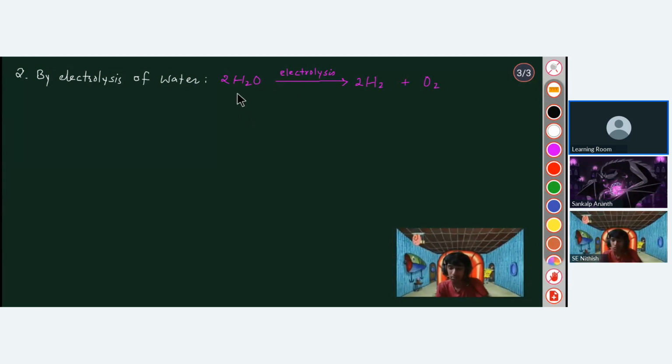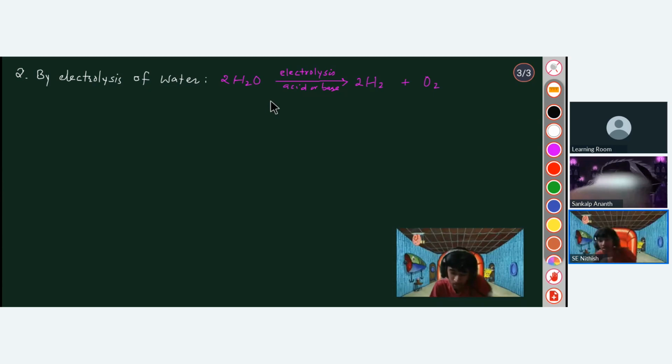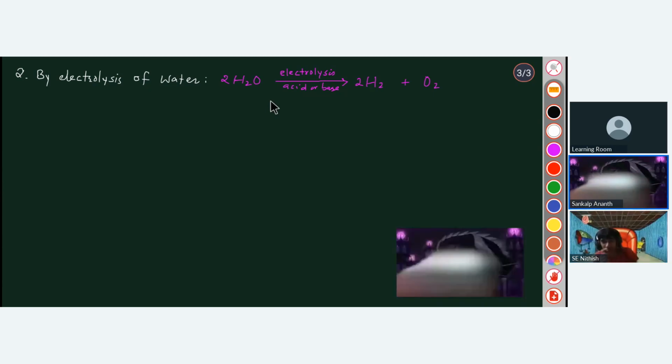Here you will also remember that a small amount of acid or base is required. Then we can do the electrolysis, because pure water is a bad conductor of electricity, isn't it? Yes, exactly. Pure water is a bad conductor of electricity, so that's why we put a small amount of acid or base here. So this is another method of preparation. Then let's see the next one.